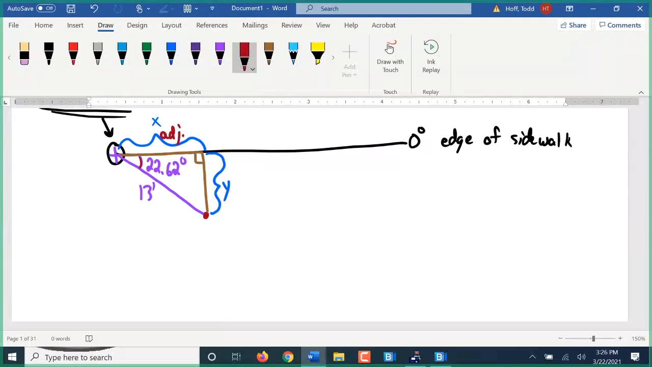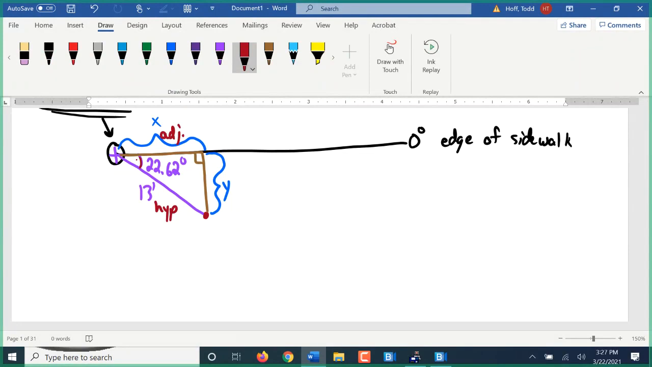It is the leg that touches that angle. 13 is which side of the right triangle? It is the hypotenuse. It is across from the right angle. So to find the X, we are dealing with the hypotenuse and the adjacent. What trig function is that?